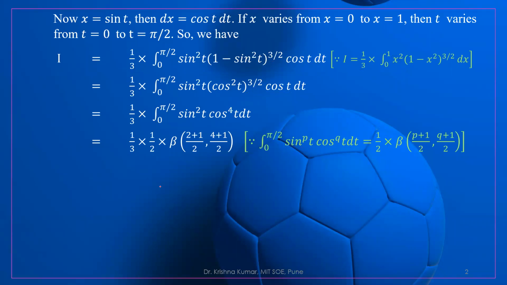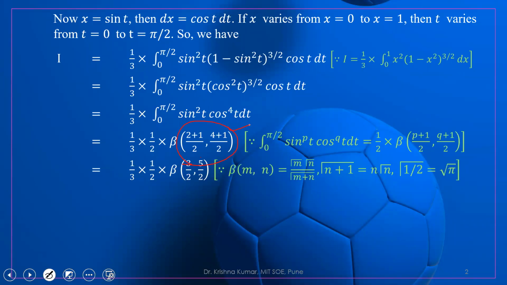Okay, what is this? 2 plus 1 by 2 means what? It is 3 by 2 and it is 5 by 2. So we can write it as 1 by 3 into 1 by 2 beta of 3 by 2 and 5 by 2. Again, we know that beta of m, n is equal to what? It is gamma m gamma n divided by gamma m plus n.